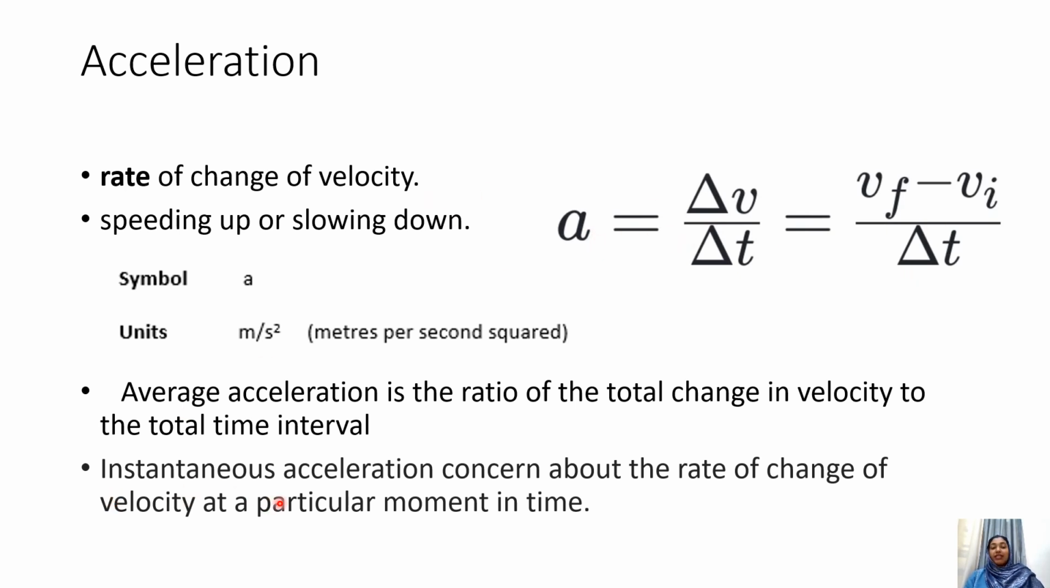Now next is instantaneous acceleration. Instantaneous acceleration is nothing but the rate of change of velocity at a particular instant. Understood? So far we have discussed acceleration. Acceleration is the rate of change of velocity, and its unit is meter per second square. Average acceleration is nothing but the ratio of total change in velocity to the total time interval. Understood?